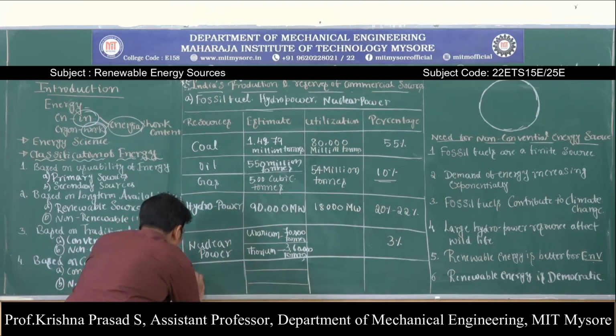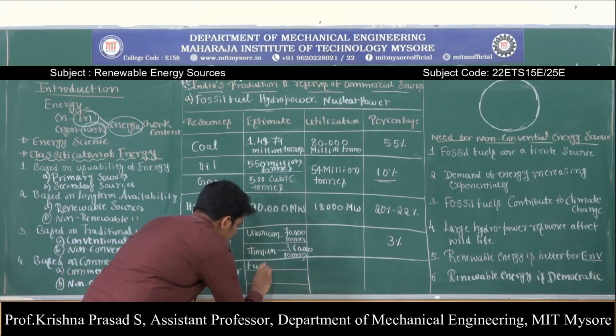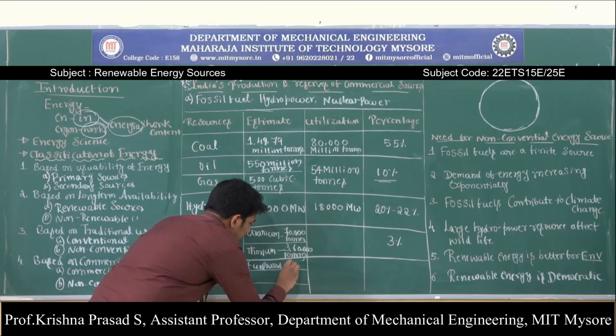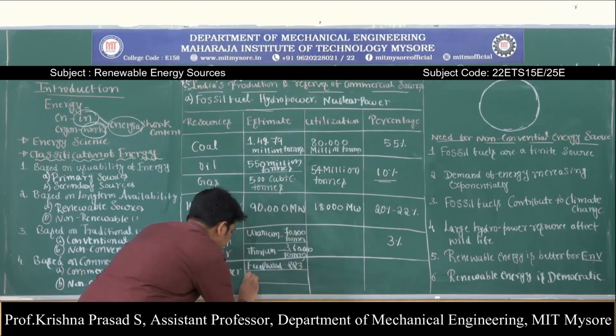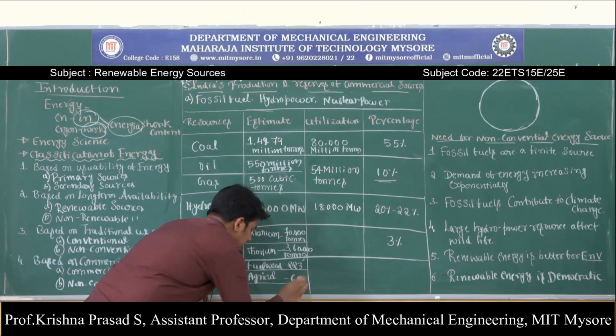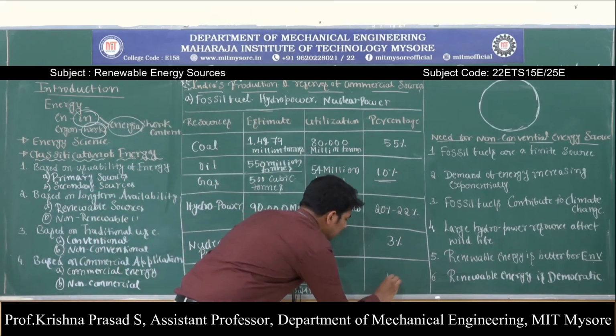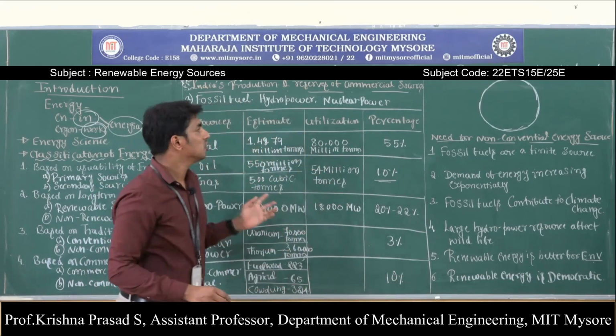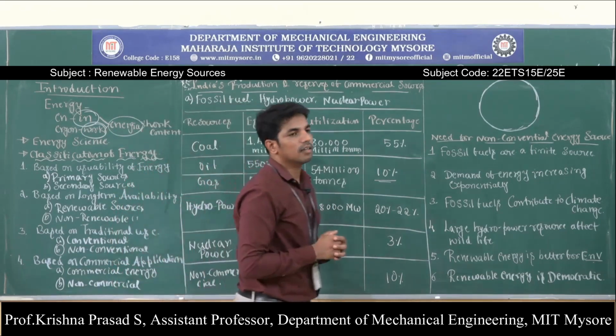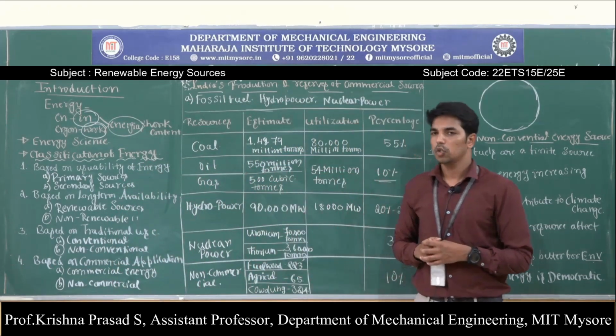Next, a very important one, it's called non-commercial energy. So non-commercial energies are fuel wood, that is 223 million tons, then agricultural waste, that is 65 million tons, and cow dung, yearly around 324 million tons, out of which we are utilizing only 10%. So this is regarding India's production and recoverable commercial energy sources.